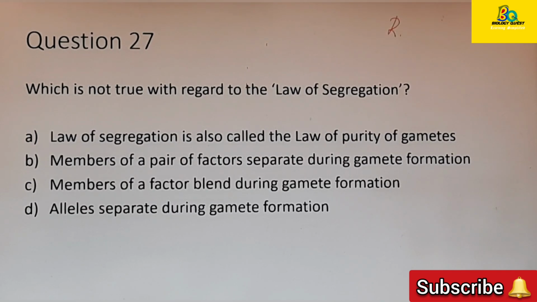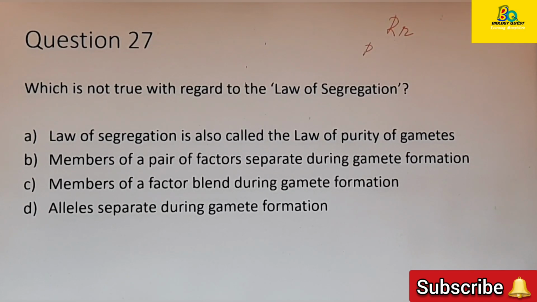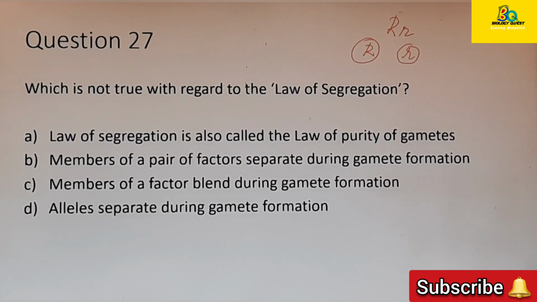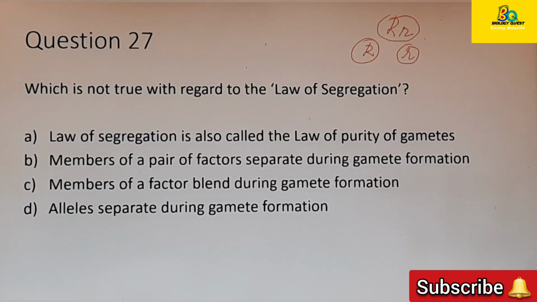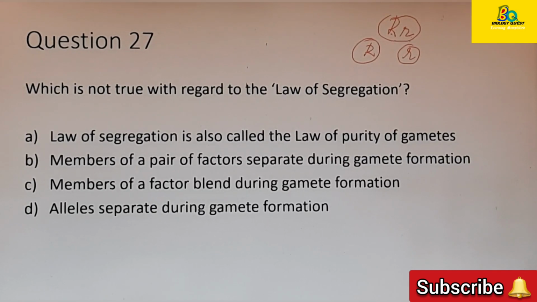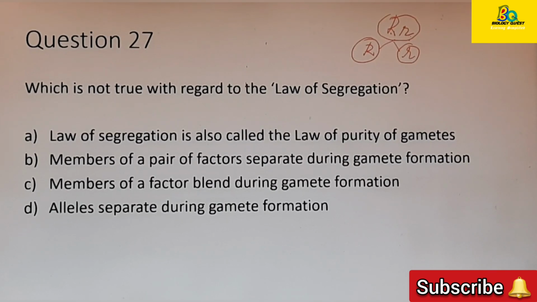Suppose capital R and small r are present during gamete formation. Capital R will move on to one gamete and small r will move on to the second gamete. So the members of this pair of factors, capital R and small r, get separated during gamete formation. That is true. So option B is also true.